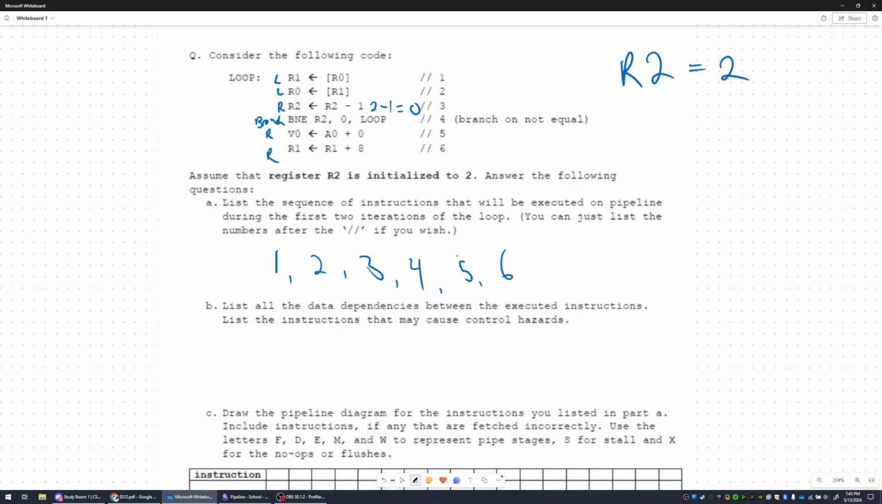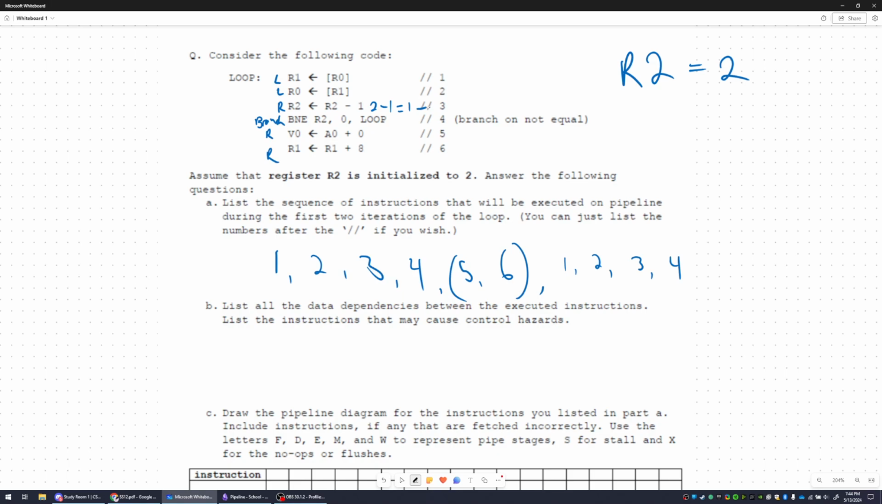Yeah, so these 2 lines are going to get flushed, because the branch is not equal. 2 is not equal to 0, so it will go to the loop. So lines 5 and 6 that it fetches have to get flushed. After those get flushed, it goes to the loop. So bring 1, 2, and again 3, 4, and then this time, oh, I just said 2 minus 1 is equal to 0. Sorry, whoops.